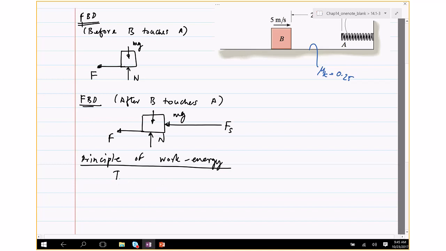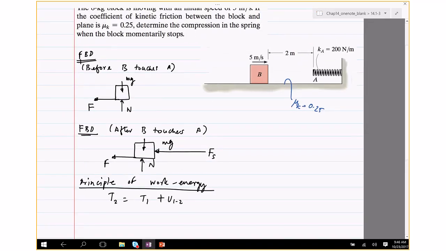T2 is T1 plus U12. Now, there are a number of ways you can use this equation. One way you can use this is to analyze the motion in two steps.